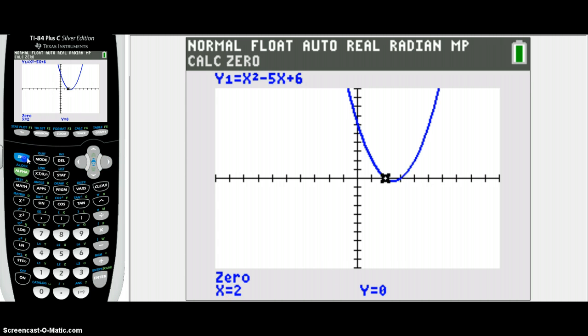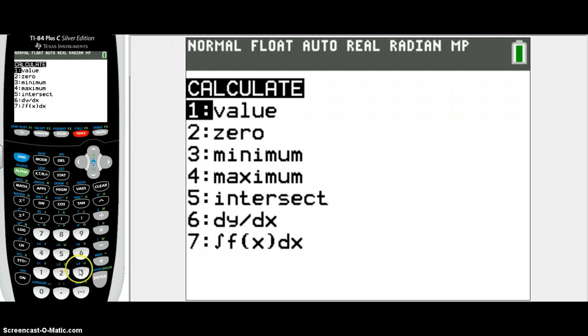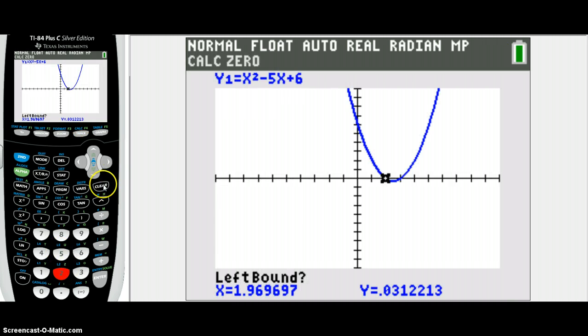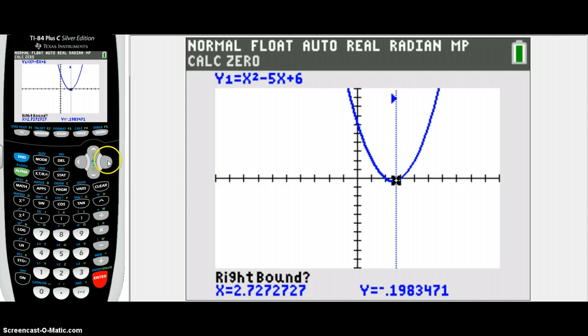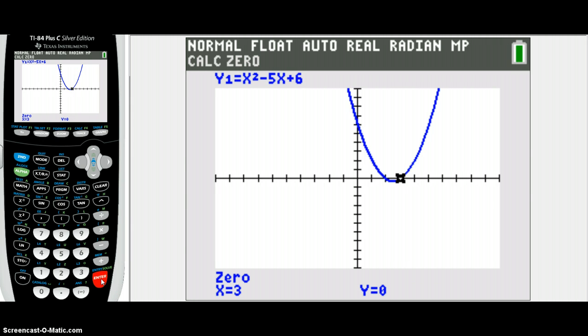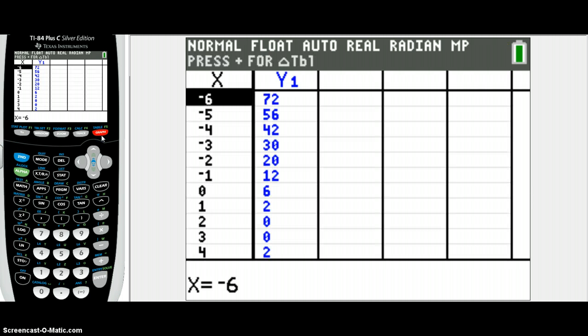To repeat that process for the other one, go through the same thing, second trace 2, except now you want to point to the left of the other zero, one to the right, hit enter, and you get 3, 0. So you can also check the zeros as long as they're integer values on the calculator. If you look here at 2, you have a 0, at 3 you have a 0. That's what you're looking for. And zeros are the same thing as roots.